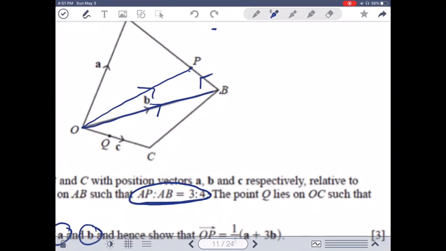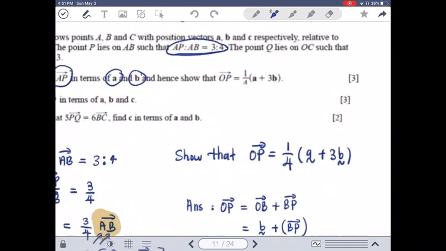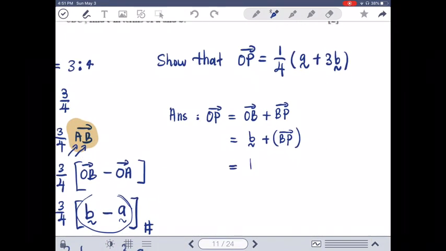How do we find vector BP? Vector BP is just equals to negative of vector PB. Okay. So equals to B plus negative of vector PB.